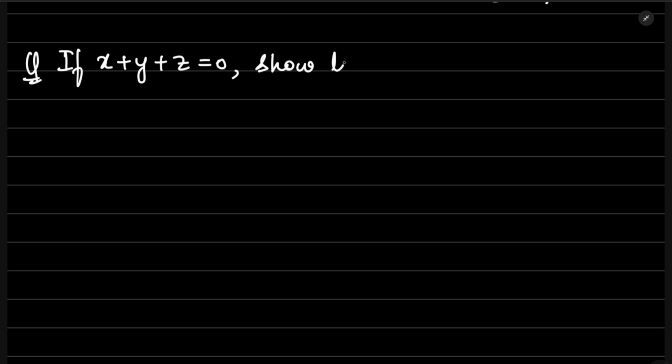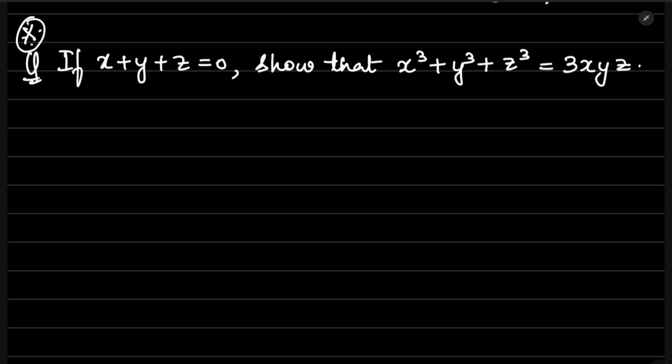Let's do that. Write down the question. If x plus y plus z equal to 0, show that x cube plus y cube plus z cube equal to 3xyz. This is again a question. Please mark it as important. So first write down the formula that you just learned.